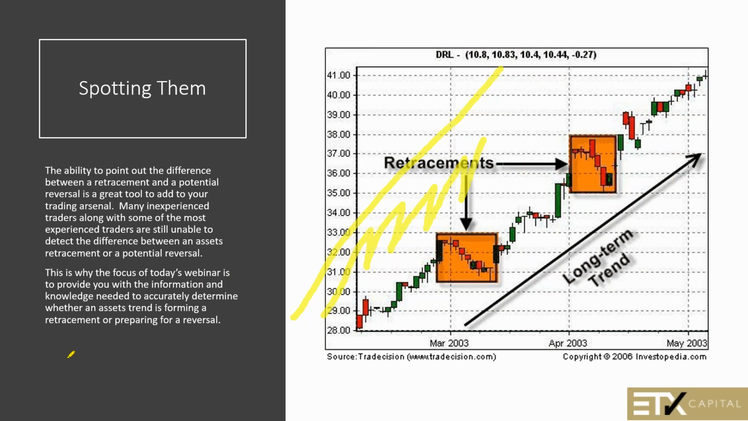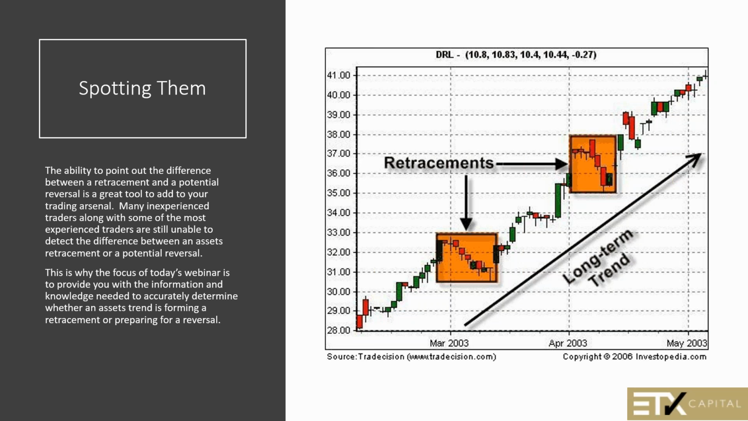But if we understand how price moves, we can then start evaluating it to see whether the trend is ending or if it's just taking a breath. And these are called retracements and reversals. So the ability to point out the difference between a retracement or a potential reversal is a great tool to add to your trading arsenal. Many inexperienced traders, along with some of the most experienced traders, still are unable to detect the difference between an asset retracement and a potential reversal.